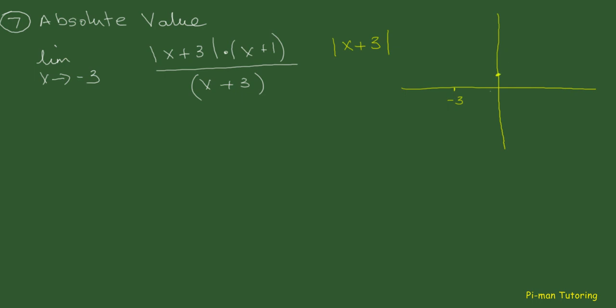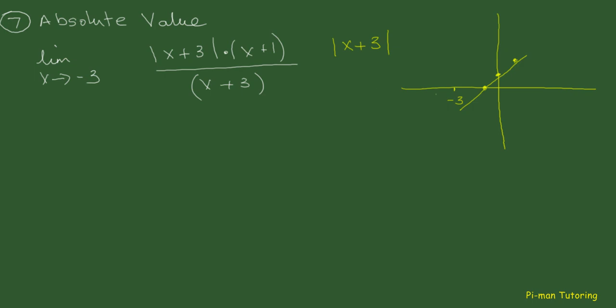When x is equal to -1, the function is going to be 0. When x is equal to 2, we'll have 5 times 3, we'll have 15 divided by 5, so we'll have 3. And so our function's looking something like this.